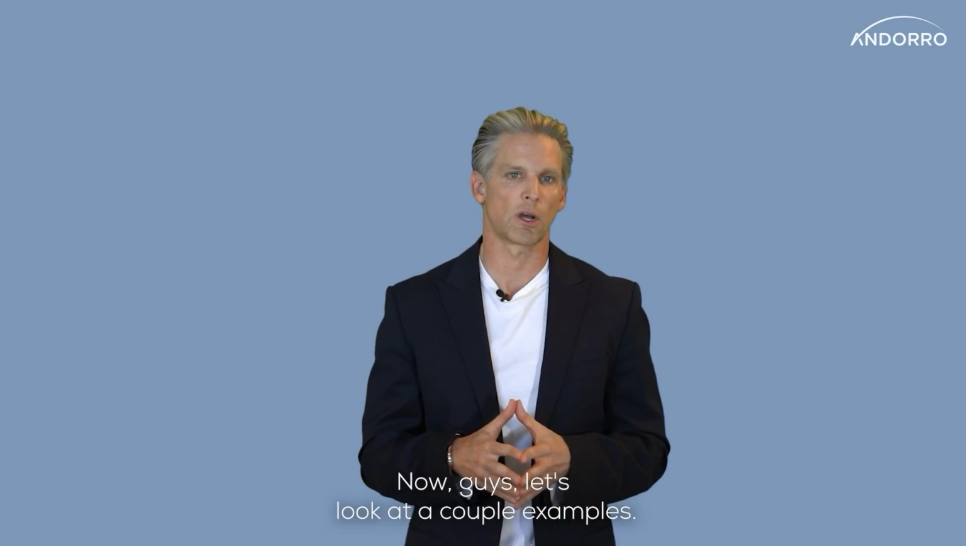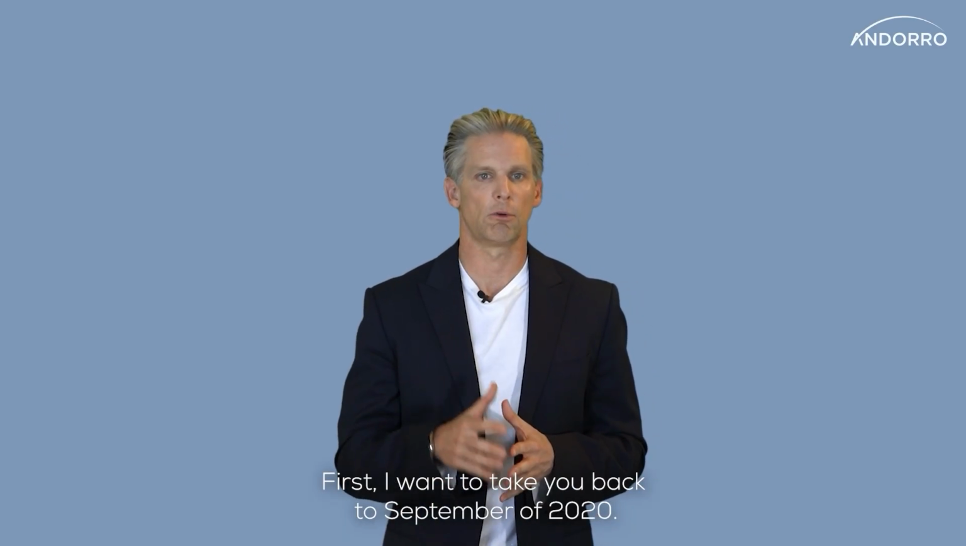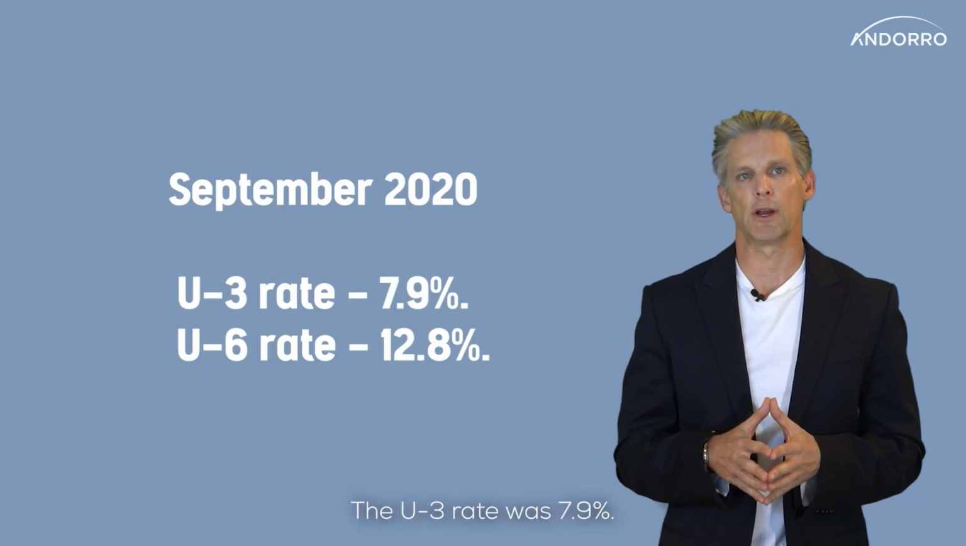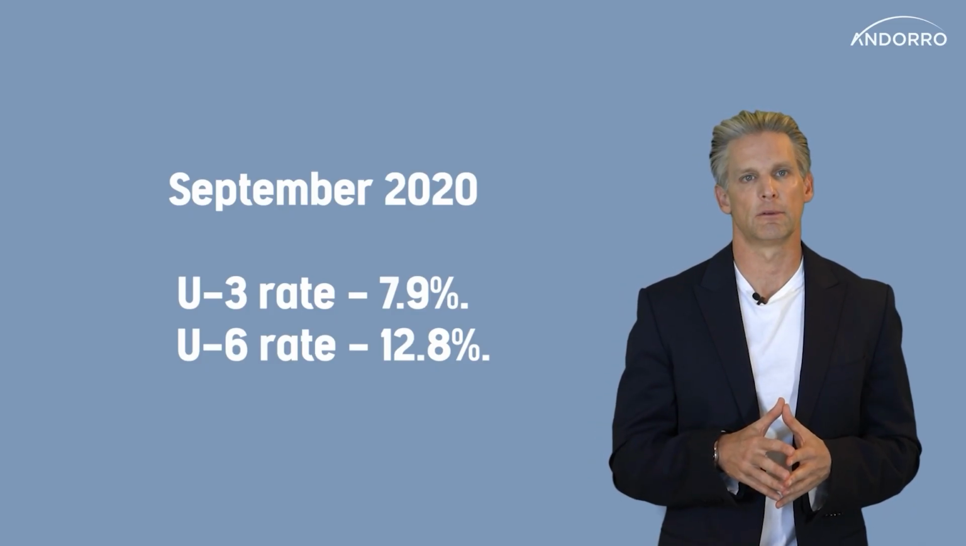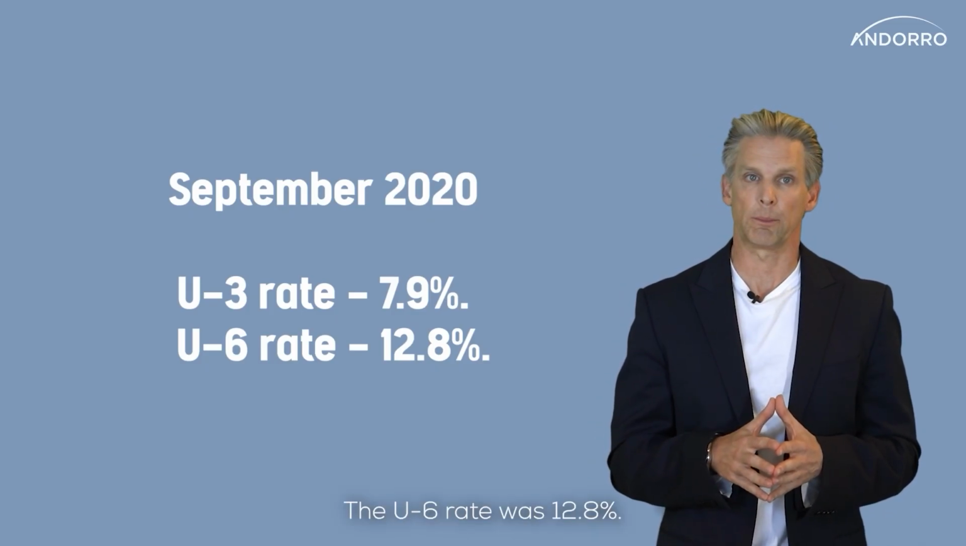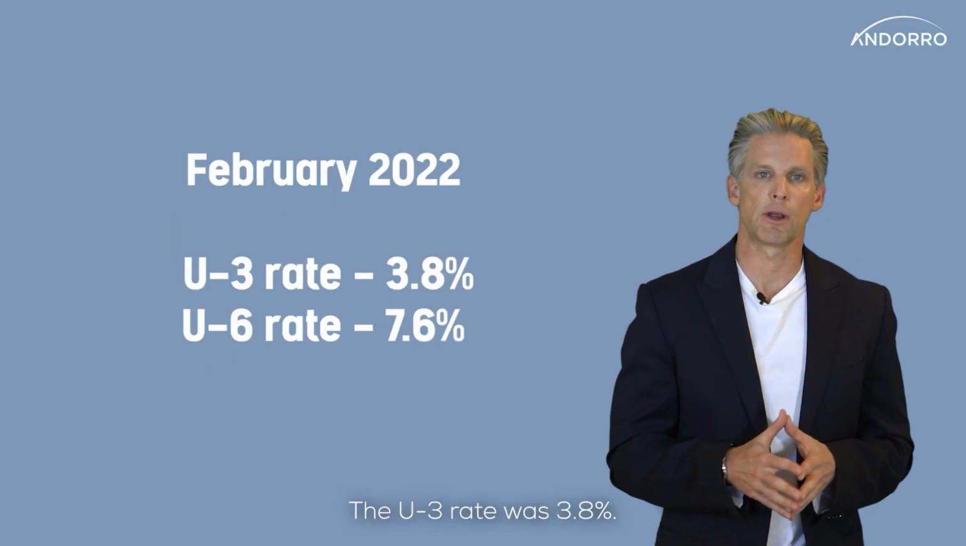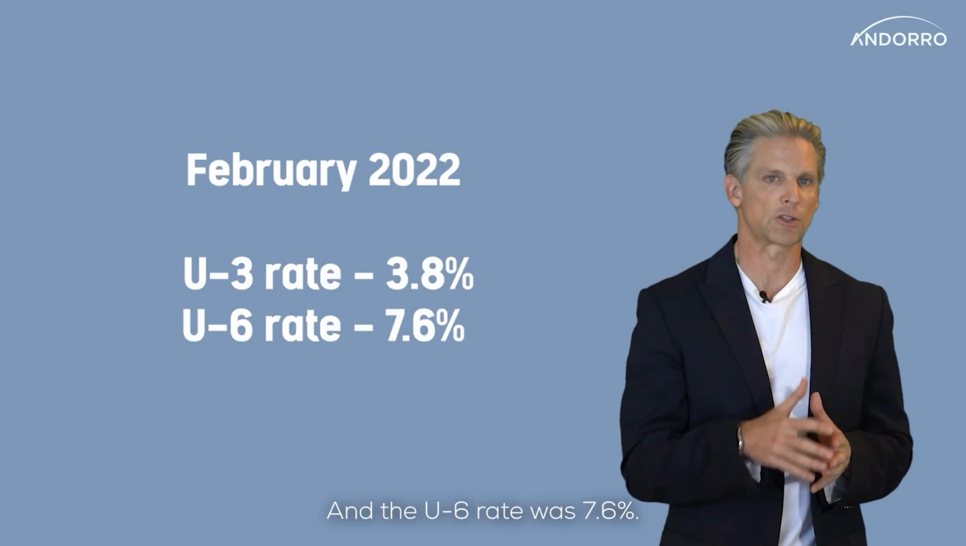Now guys, let's look at a couple examples. First, I want to take you back to September of 2020. The U3 rate was 7.9%. The U6 rate was 12.8%. And then we want to look at February 2022. The U3 rate was 3.8% and the U6 rate was 7.6%.